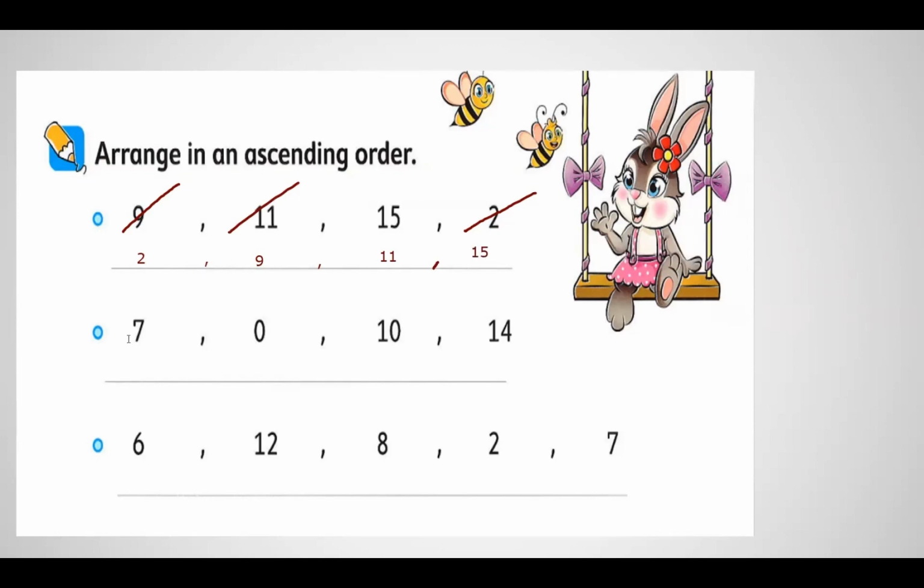Again, we have 7, 0, 10, and 14. The first one will be 0 and cancel it. After 0, yes, it will be 7. Put 7 here. After 7, now we have 10 and 14. So 10 is smaller, so we'll put it first. 10. And the biggest one or the last one will be 14.